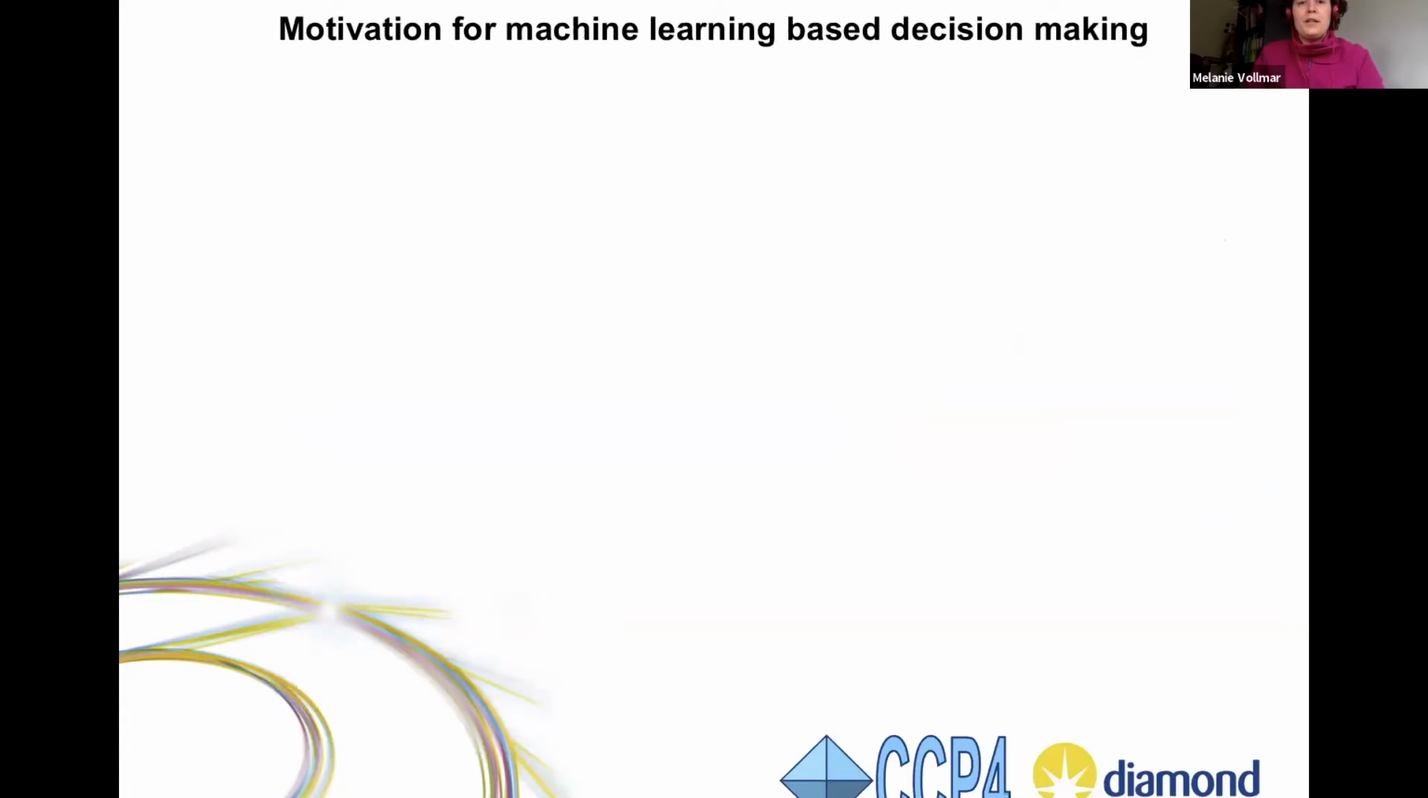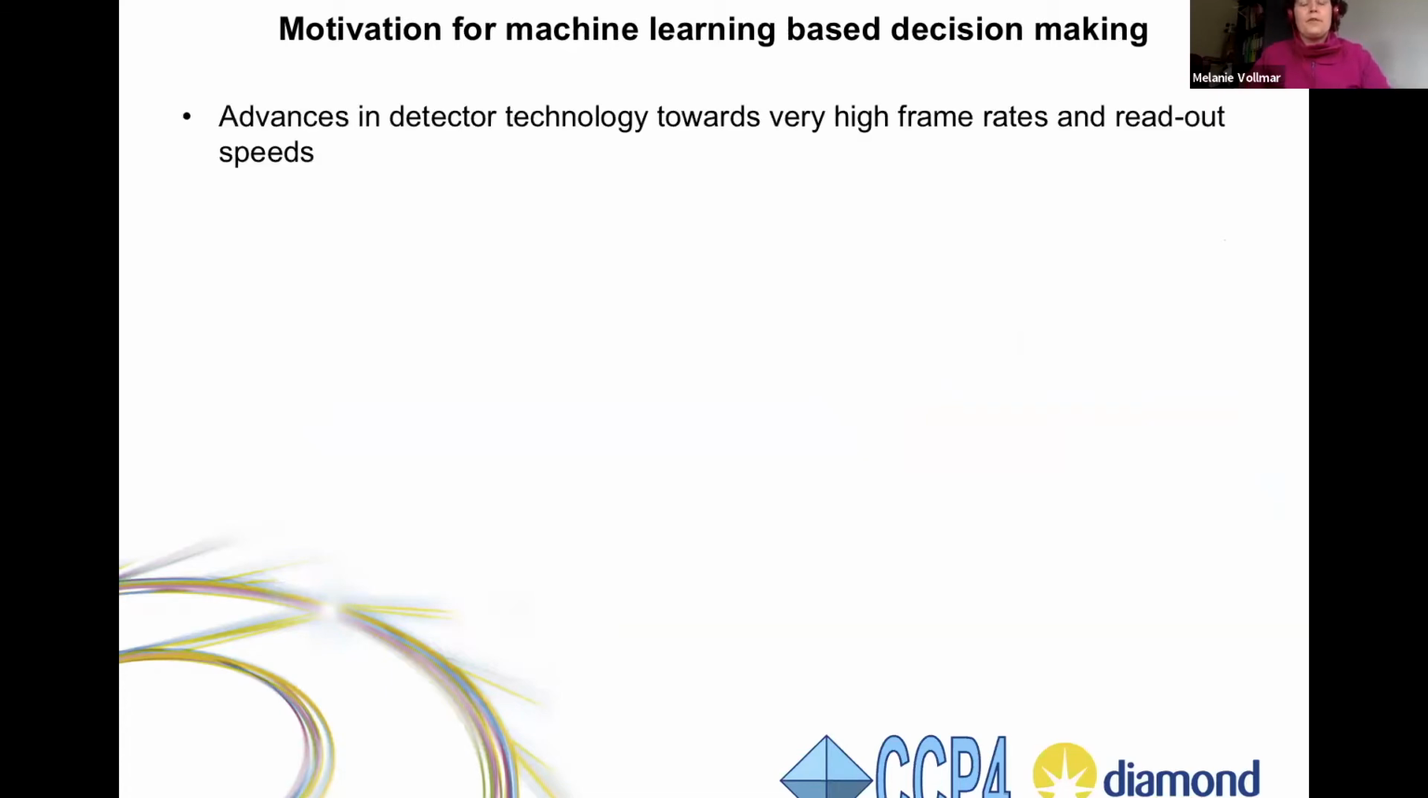Now, why do we want to make use of machine learning in such a setting? Well, to start with, it's because there are lots of advances in technology. First and foremost is the detectors, which have in the last 10 years made huge leaps forward to high frame rates, high data rates and readout speeds. So there's a lot of data coming through.